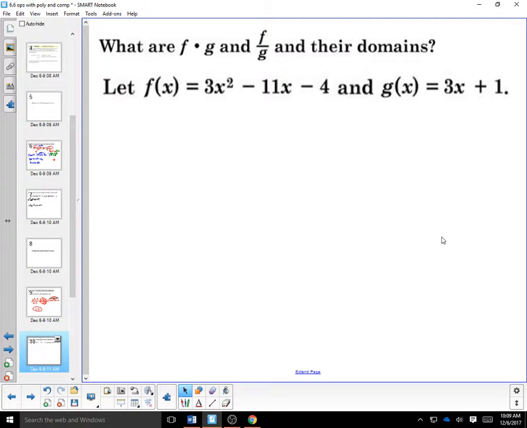Give you guys 2 minutes for both of those.